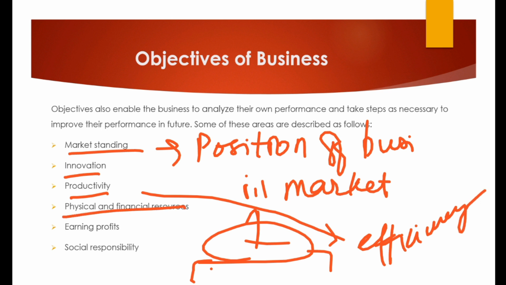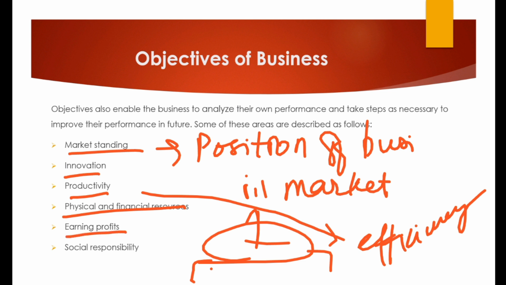Next is physical and financial resources. Every business needs physical resources like plant and equipment, buildings, and machinery for daily activities of the business. Financial resources means money to spend on day-to-day activities, maybe wages, repairs, or any other petty expenses. So physical and financial resources are very important for every business.